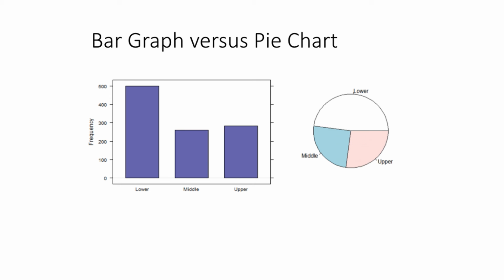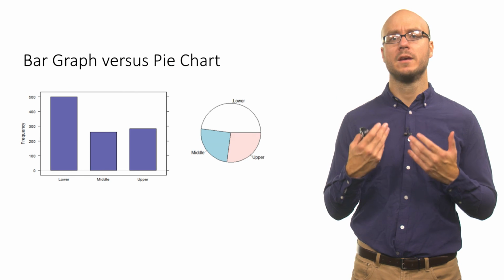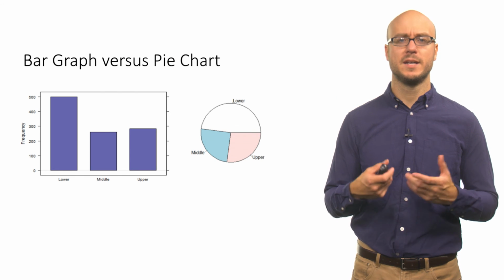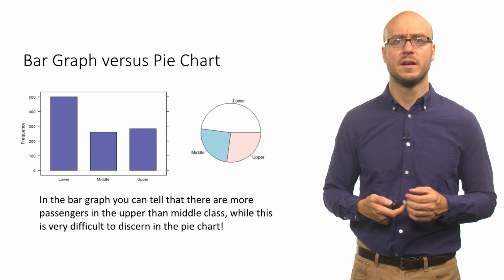On the pie chart, the difference between the middle and upper class is almost impossible to distinguish. Yet on the bar graph, even though the middle and upper class number of counts is very similar, you can still distinguish between the two categories, meaning you can still tell that there are more people in the upper class than the middle class. The pie chart really kind of washes that over. This is why bar graphs are typically favored by statisticians and experts in data visualization.